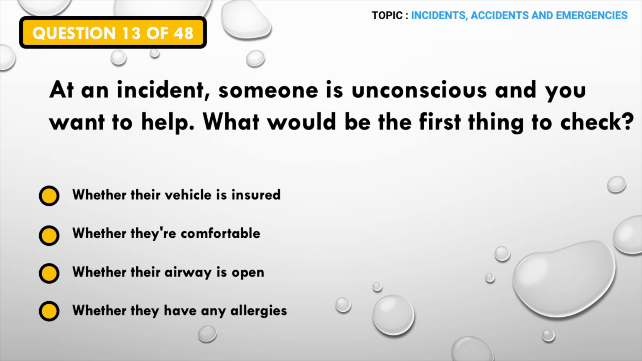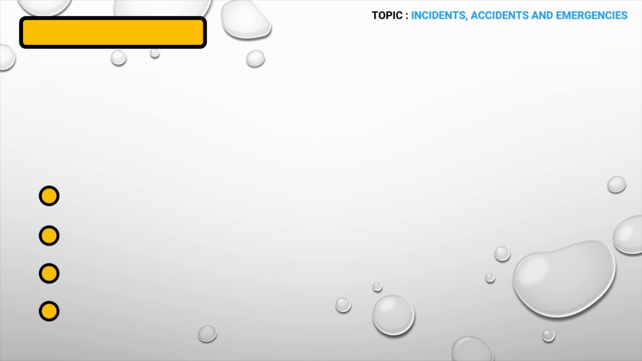At an incident, someone is unconscious and you want to help. What would be the first thing to check? Whether their vehicle is insured. Whether they're comfortable. Whether their airway is open. Whether they have any allergies. Whether their airway is open.